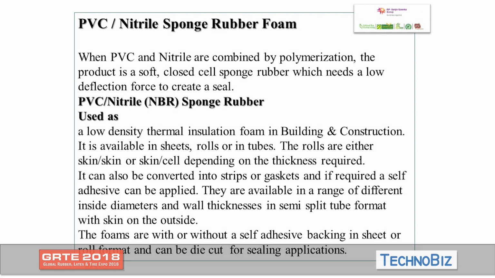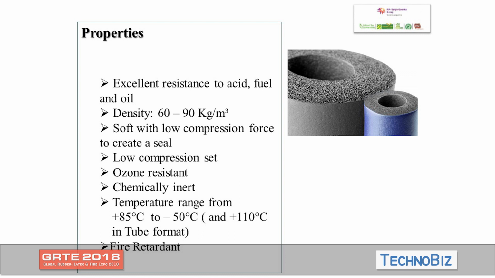PVC nitrile. Nitrile is specifically an elastomer or rubber, and PVC is a plastic. But by combination, you get a semi-rigid kind of foam, and it has its own applications. This is how it looks. It is a tubular foam, and here you can get a density between 60 to 90. Generally, density for soft or flexible foams is in the range of around 28, 30, but here you can go up to 90. It has low compression set and very good ozone resistance.